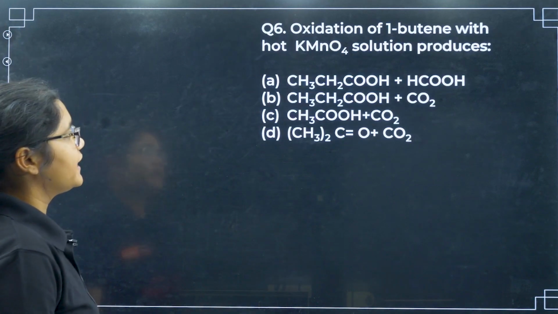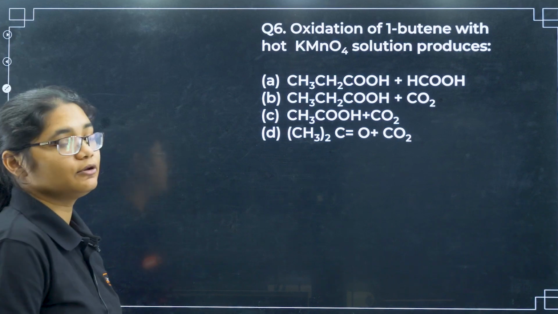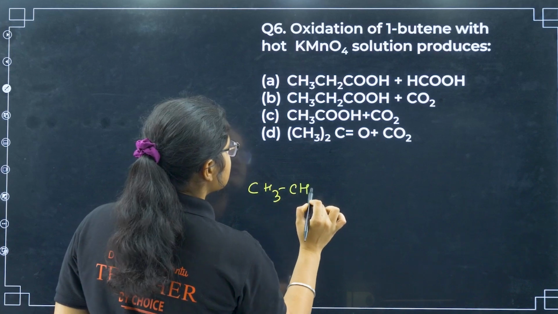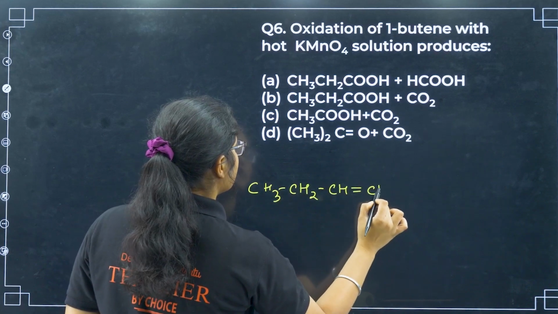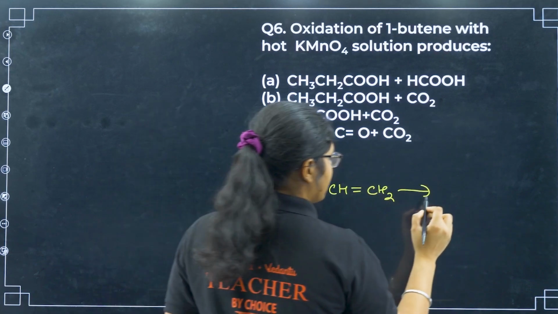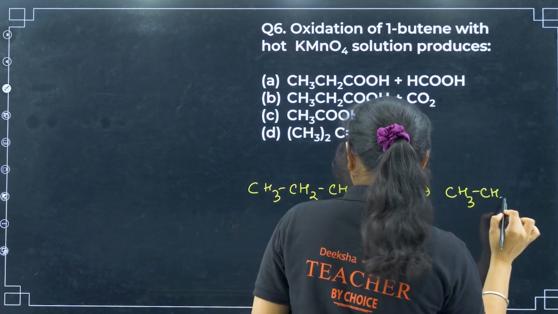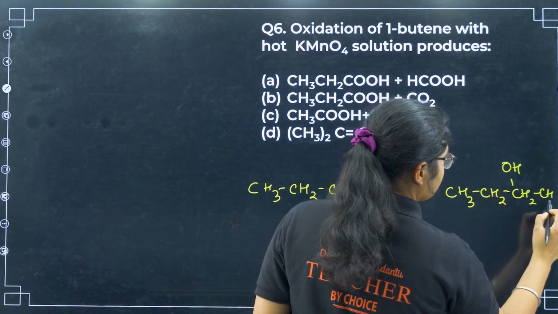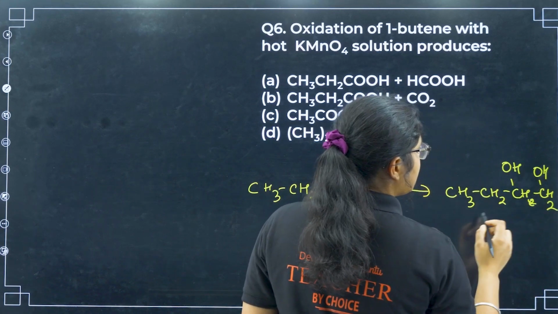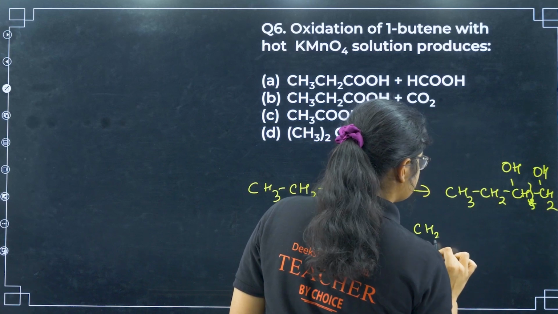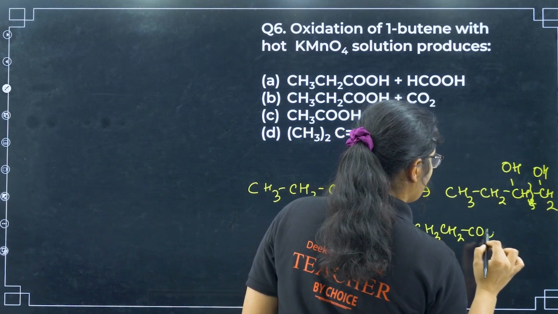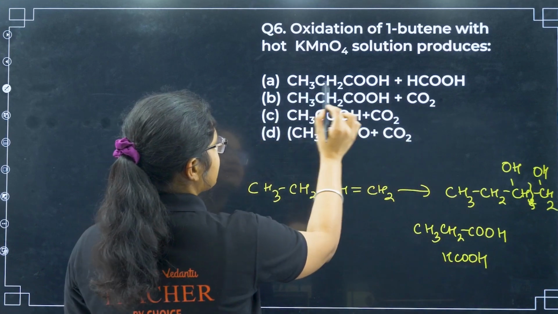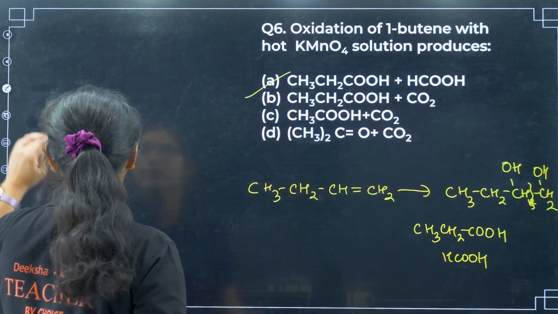Next, oxidation state: oxidation of 1-butene with hot KMnO4 solution will produce. So if I have but-1-ene, that is CH2=CH-CH2-CH3, and it reacts with OH, what will happen? CH3CH2CHOH and CH2OH. Now this will break and I will get CH3CH2COOH and HCOOH. So I will get one propanoic acid and formic acid. That is option number A here.